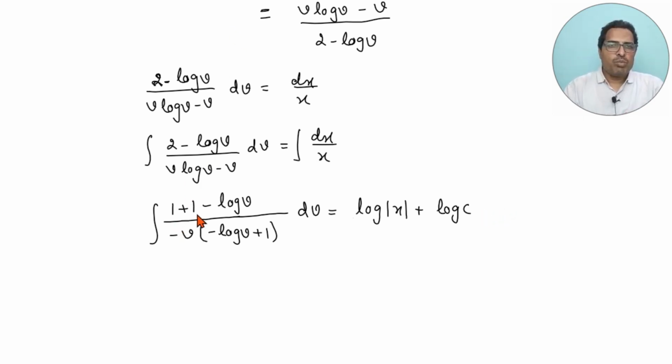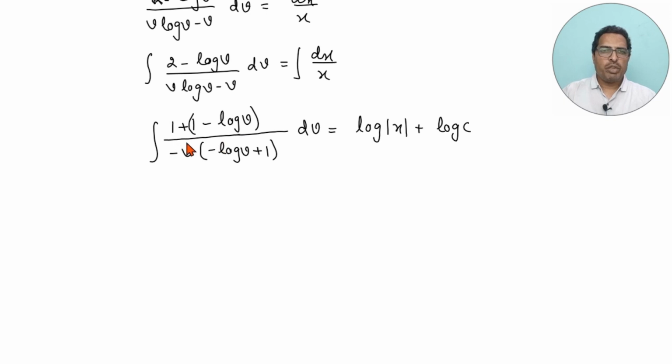Now we will try to group this 1 plus log of v over here, and in the denominator also it is in the form of 1 minus log of v. We will try to split this term, and this 1 is divided by the whole of the denominator. So we can write it as 1 divided by minus v times of, I will first write the positive value 1, then minus of log of v, then times of dv.